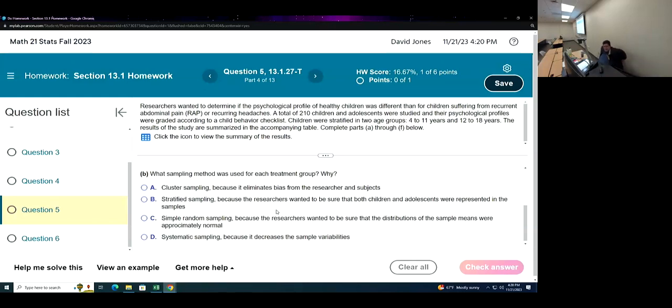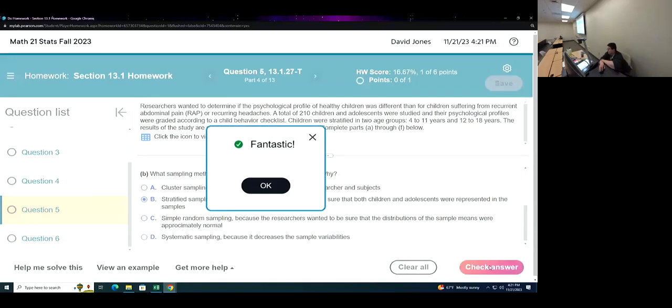What sampling method was used for each treatment group? Let's see. It says cluster sampling because it eliminates bias from the research. Okay, so what we got is they grouped them into groups based on what they were suffering from. It says they were stratified into 2 age groups. That's the only piece of information they really gave us. So maybe they want that. There we go.